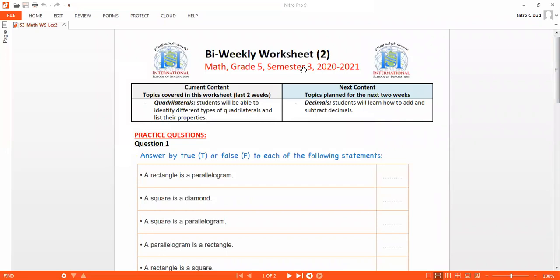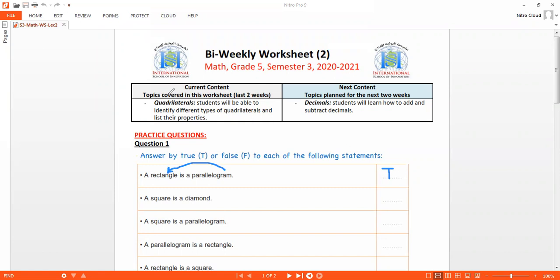Yalla Mahdi. Answer by true or false to each of the following statements. So you have to tell me if this statement is true or false. First of all, they said that a rectangle is a parallelogram. What do you think? True. Why is it true? What are the properties of a parallelogram, Mahdi? Opposite sides are equal and parallel. Very good. Is it found in the rectangle? Yes. Wow, that's perfect. So this is true.